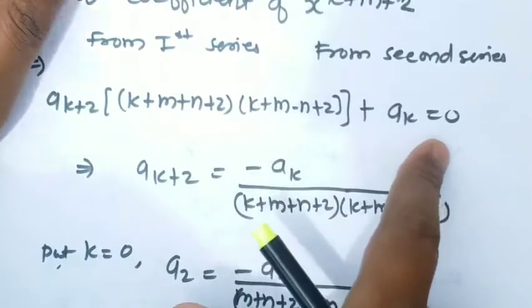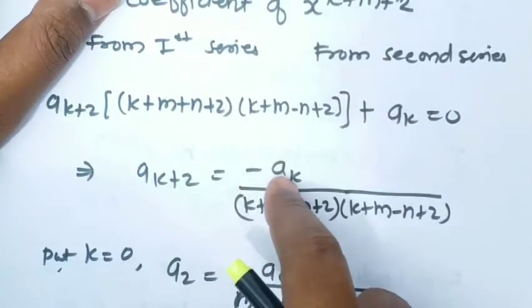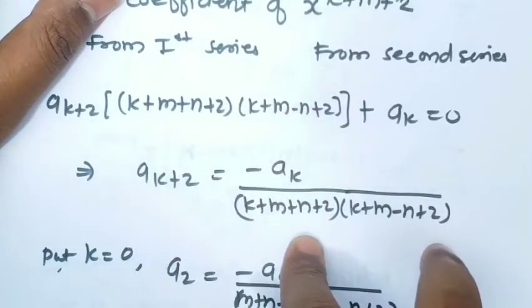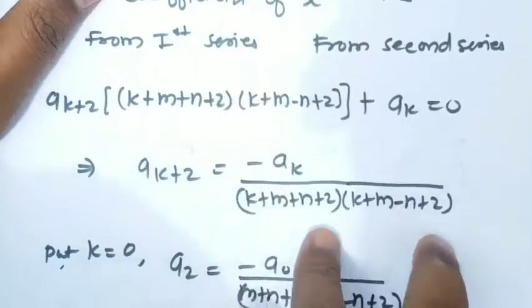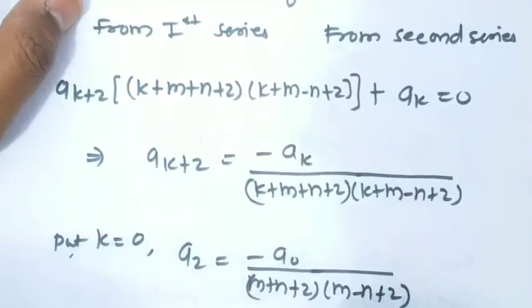Now this can be simplified as ak plus 2. I have shifted this ak to the right, so it becomes negative, and this product I have divided on the right-hand side after cross multiplication. So this is the recurrence relation. This can be used for obtaining the next arbitrary constants.